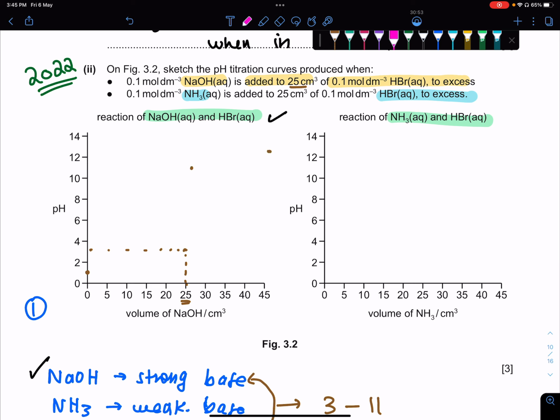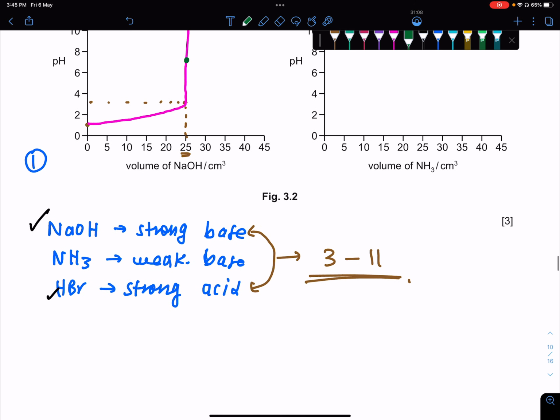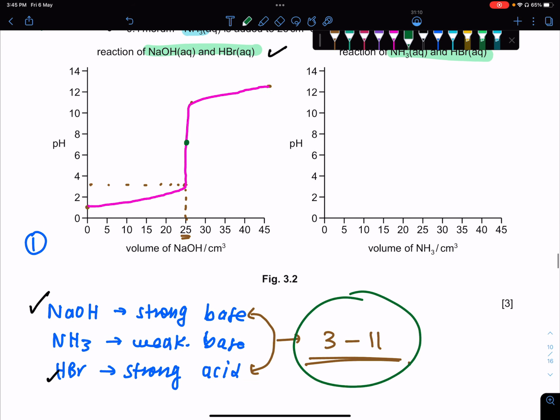Let me just draw it. It will be something like this, then a vertical section of the graph, and then it will be like that. That's how you draw the graph for a strong acid and a strong base. You don't need to label the equivalence point, the graph is more than enough. Do remember the vertical section occurs in this range for the strong acid, strong base titration.